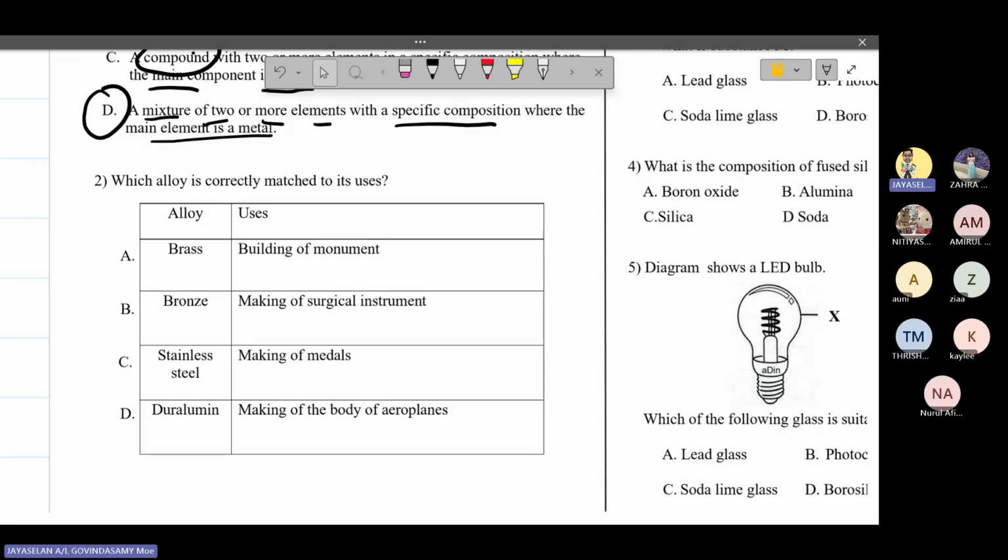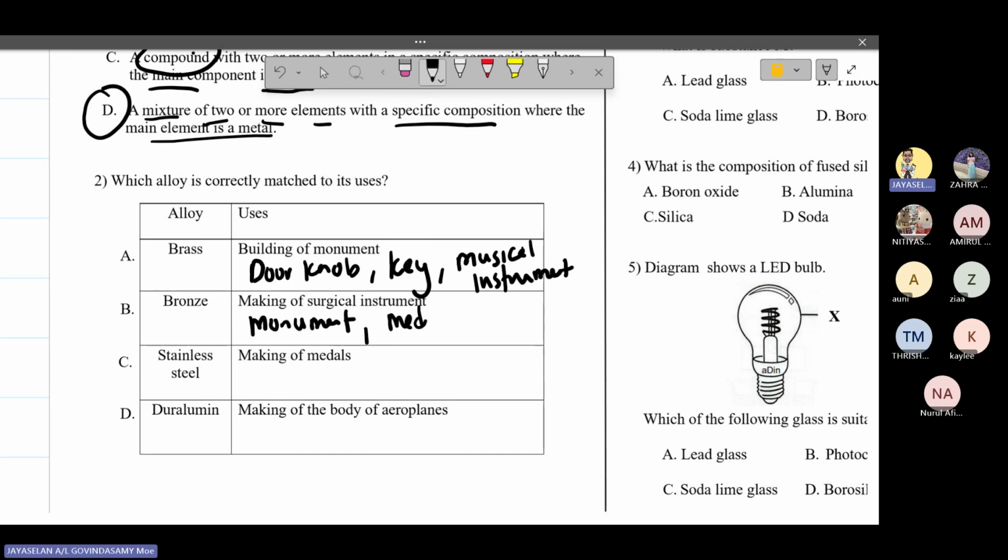Very good. Brass is used to make doorknobs, keys, kunci. Most important is this one: brass is used to make musical instruments. Okay. Bronze is used to make what? Monuments. Tugu Negara. The national monument is made of bronze. And also medals and trophies.